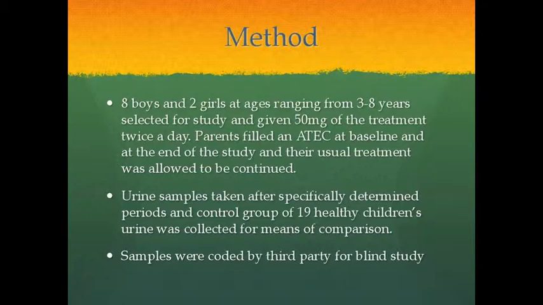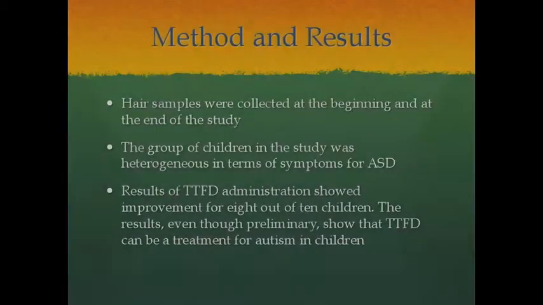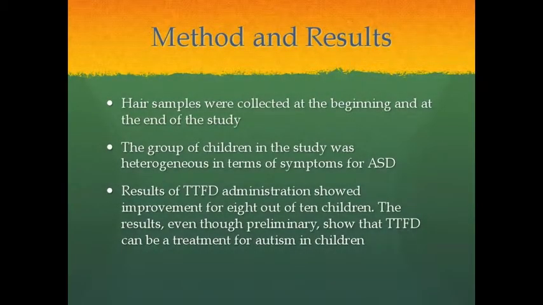Urines from patients were examined at outset, after 30 days and after 60 days of treatment, and a control group of 19 healthy children's urine was collected for means of comparison. Samples were coded by a third party for blind study to ensure reliability and consistency. Hair samples were collected at the beginning and at the end of the study. Concentrations of metals in hair were determined.